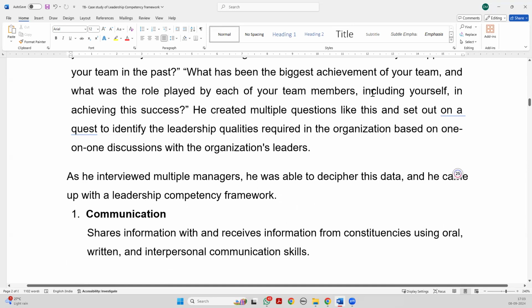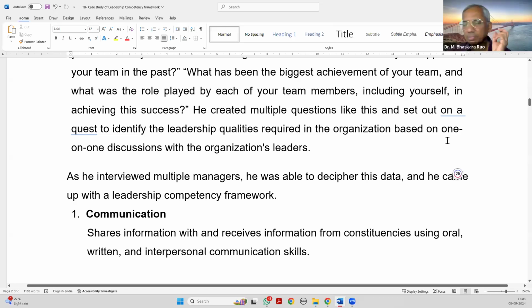As he interviewed multiple managers, he was able to decipher this data and he came up with a leadership competency framework. So that is the context.